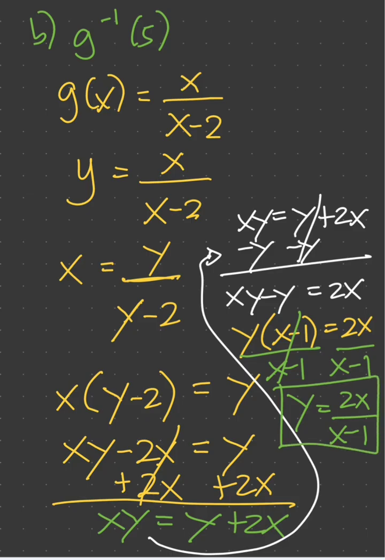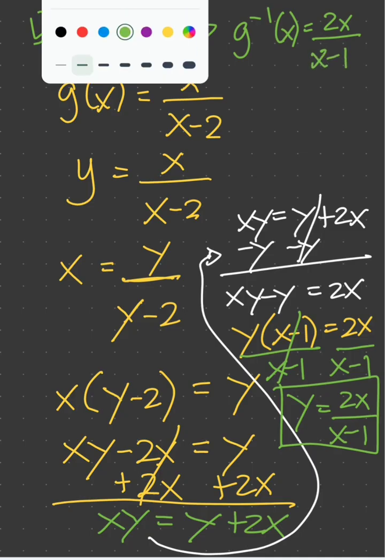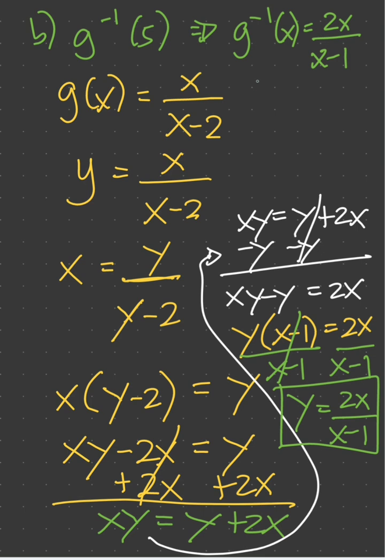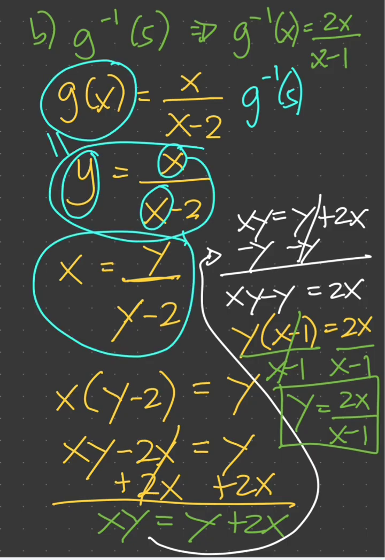So this is the inverse. So now this is g inverse of x is equal to 2x over x minus 1. And now we need to find, am I too fast? g inverse of 5. I think I'm too fast. Okay, got it? So now we have this one.